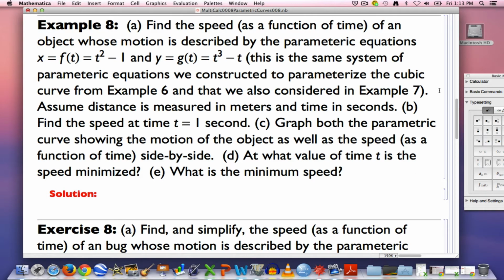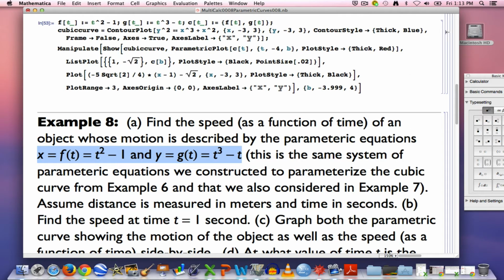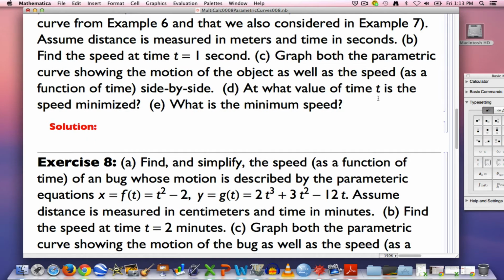Alright, on to our new example. You can see this is kind of a long example. I'm going to take advantage of Mathematica's calculational abilities to go through this quickly. I would encourage you to try this by hand. We've got a parameterization of a certain kind of motion, and in fact this is the exact same kind of motion as before. I could even copy and paste this stuff down here to see that motion.